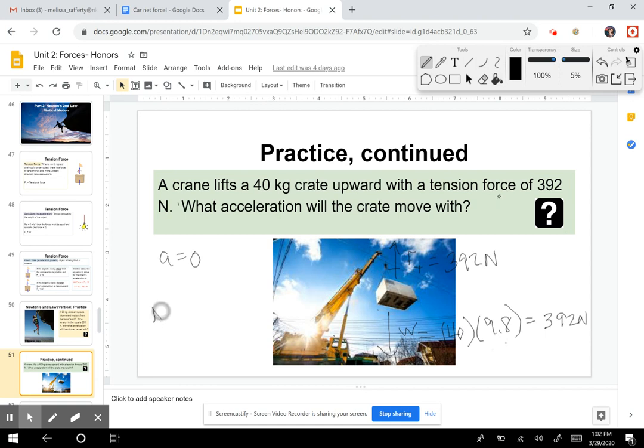Okay, so we could say here that the crate is moving at a constant velocity. It could be a constant velocity of 0, or it could be a constant velocity of any number, moving up or down. So we can't be sure about that. We just know that it's not accelerating.